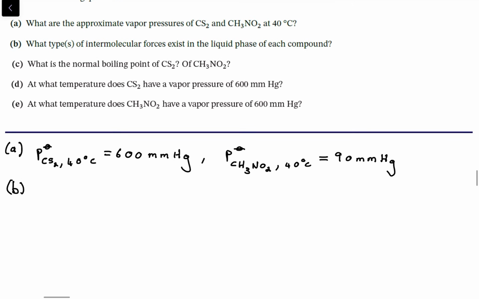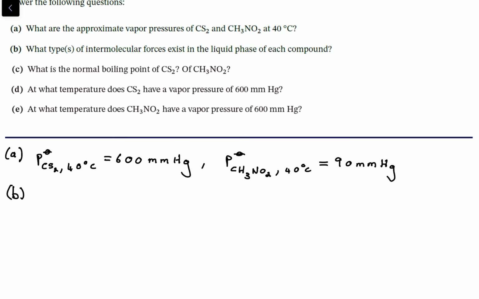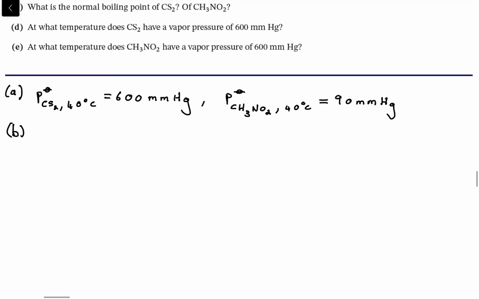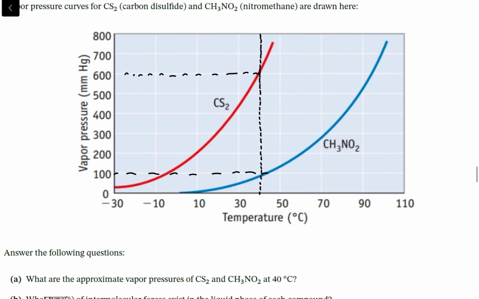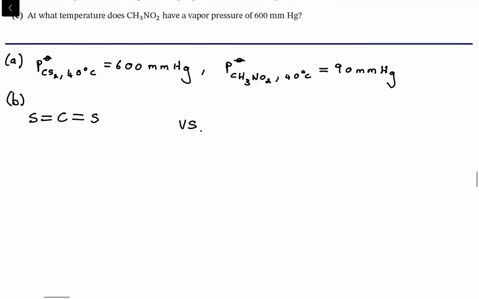Okay. Next question. What type of intermolecular forces exist in the liquid phase of each compound? Now, carbon disulfide, if you draw the Lewis structure, you will see is a linear molecule. It resembles CO2. The interesting thing about the nitromethane, I keep forgetting the name, is that technically it has this kind of resonance structure.